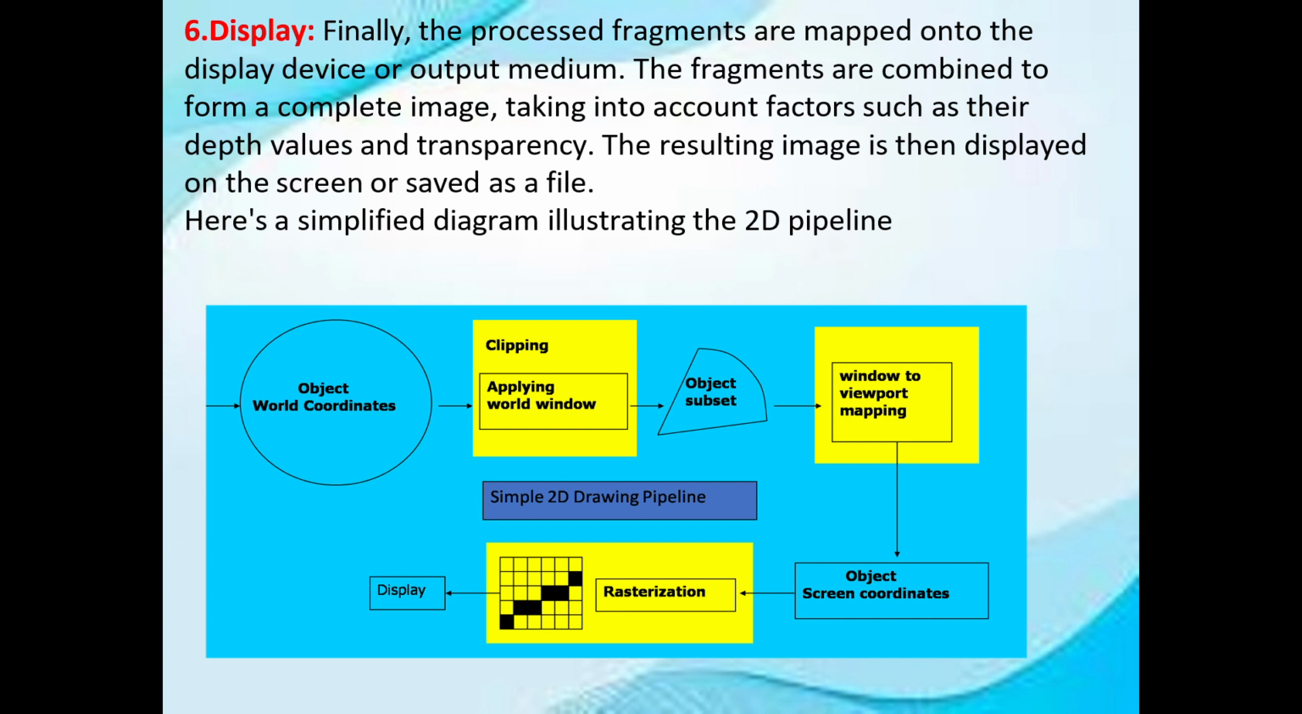Here is a simple diagram illustrating the 2D pipeline, that is object world coordinates and clipping, that is applying window and object subset, window to viewport mapping, simple 2D drawing pipeline, that is display, rasterization, and object screening, that comes after the window viewport mapping.